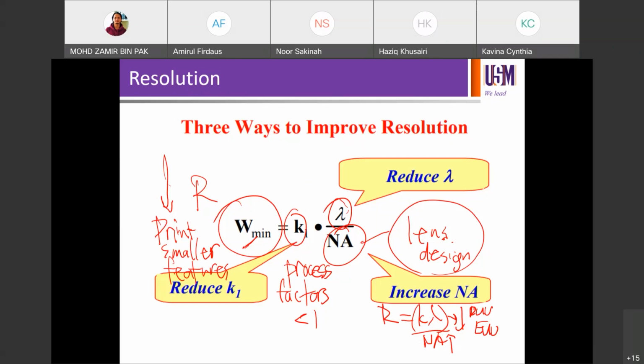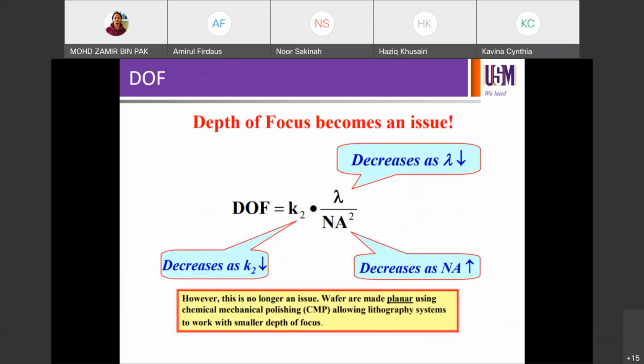previously I think the deep UV system cost somewhere around 30 to 40 million per piece. And now it's going up to 150 to 200 million for EUV, to lower the wavelength, because it's using a different mechanism in the scanner. And then your NA has to be increased. The numerical aperture of your lens has to be increased in order to reduce the R. Okay, so that's how you increase resolution.